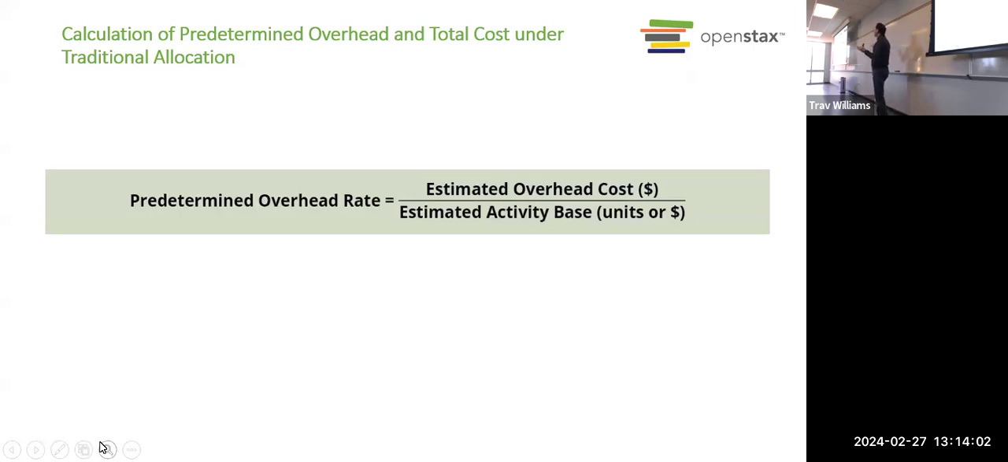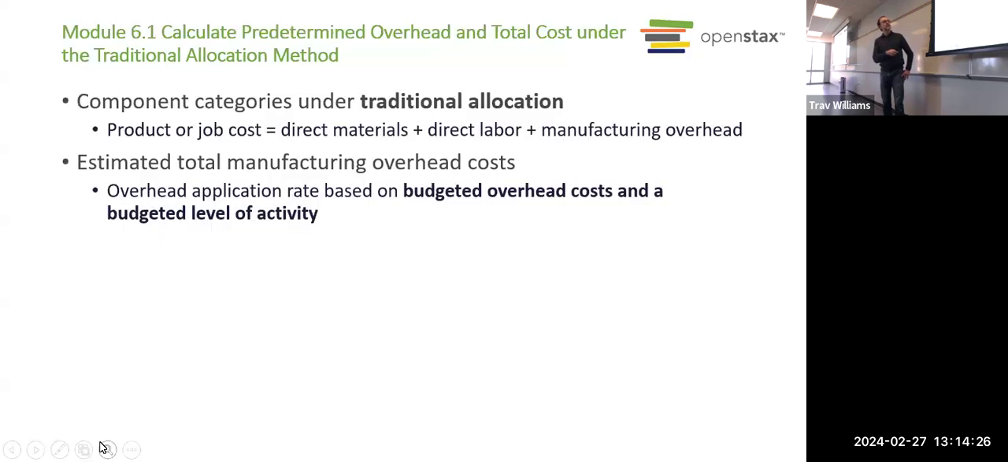So we know the basic overhead formula, right? To have an overhead rate, you need to estimate your overhead cost, divide it by whatever activity you're using, like machine hours or labor cost, and that gives you your rate, right? Okay, and we'll use that same formula in this chapter quite a bit. Yeah, okay, that's basically the same thing we just said.